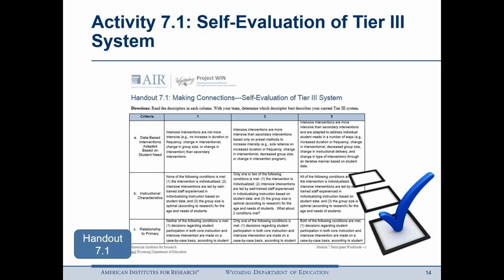To learn more about what makes up a Tier III system, find handout 7.1 in your participant packet. This is a self-evaluation of your implementation of Tier III. As you learned in Module 1, the Fidelity rubric outlines the essential criteria for each of the components of an MTSS model. If you look at the last column, which says a 5 at the top, these are the clearly defined dimensions of what makes an effective Tier III system. Pause the recording and take time to review the rubric and then come back.